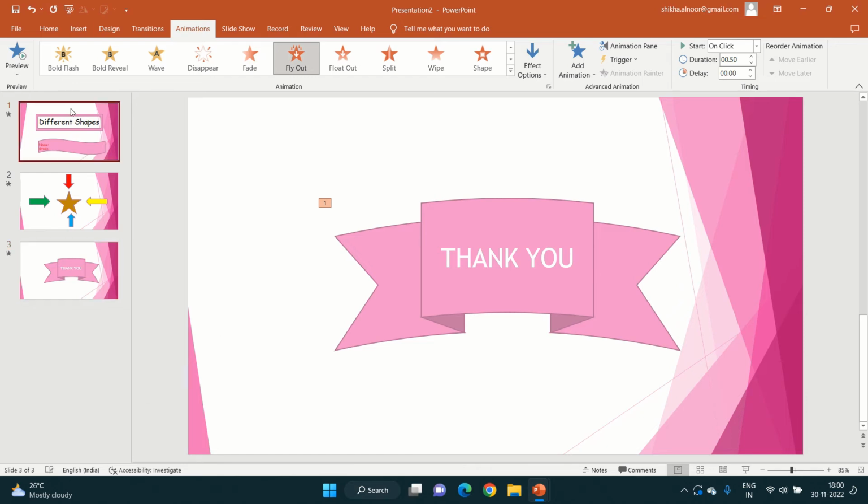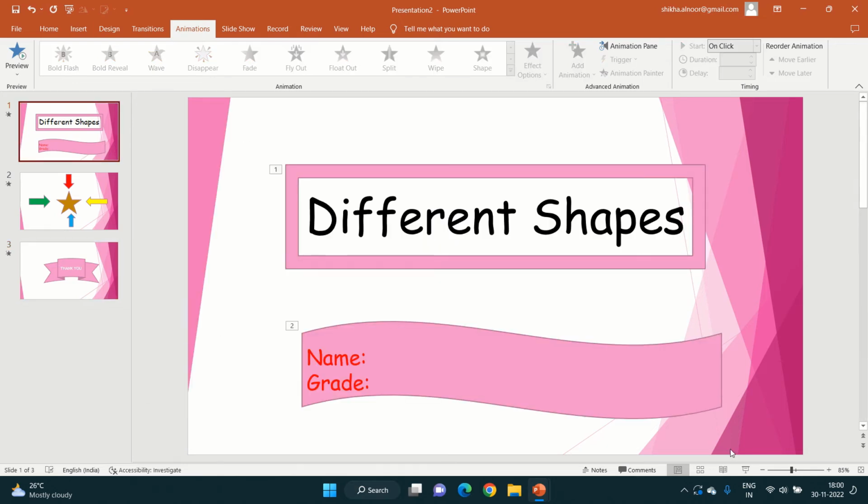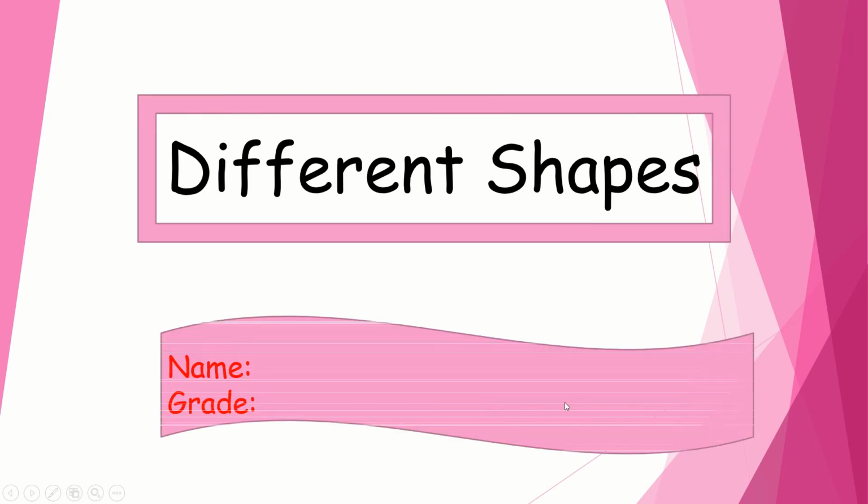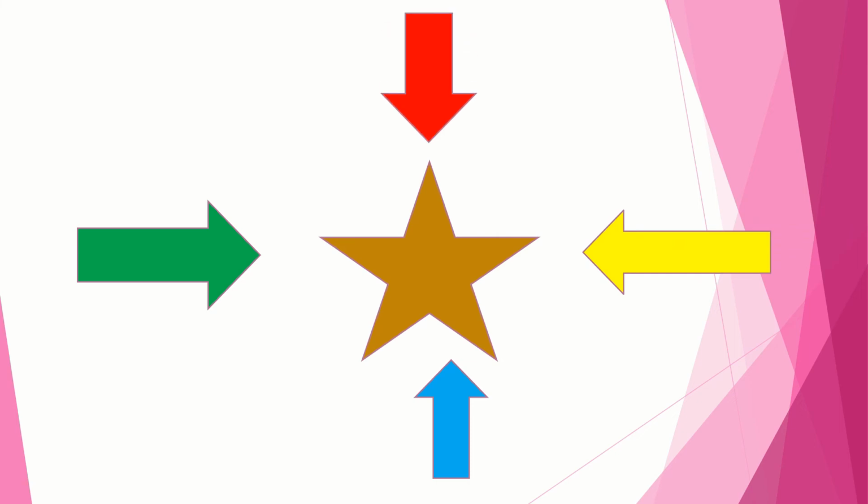Now we can see our slides. Go to Slide Show, click here, or you can press F5 on the keyboard. Then select, see, different shapes, neat and great. Here see this one, the star from the left side, the arrow is coming down, right, from the top. Now, thank you.